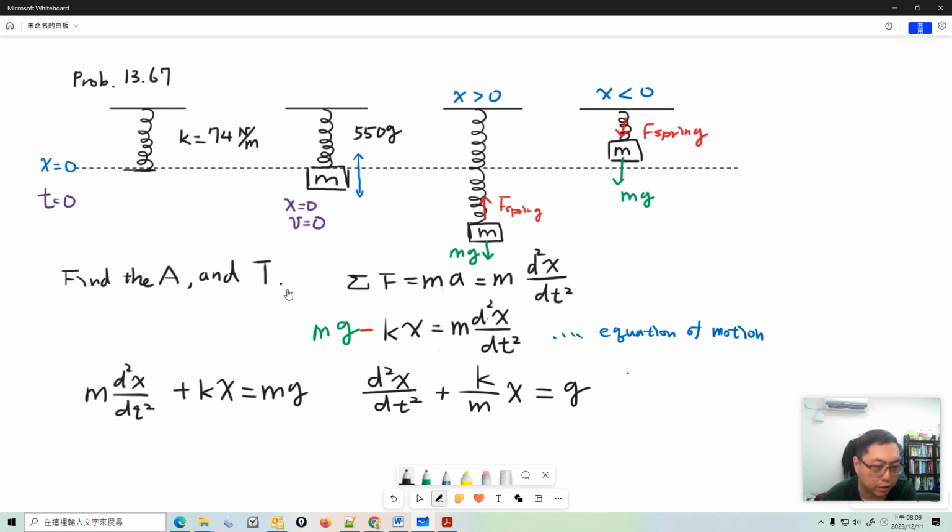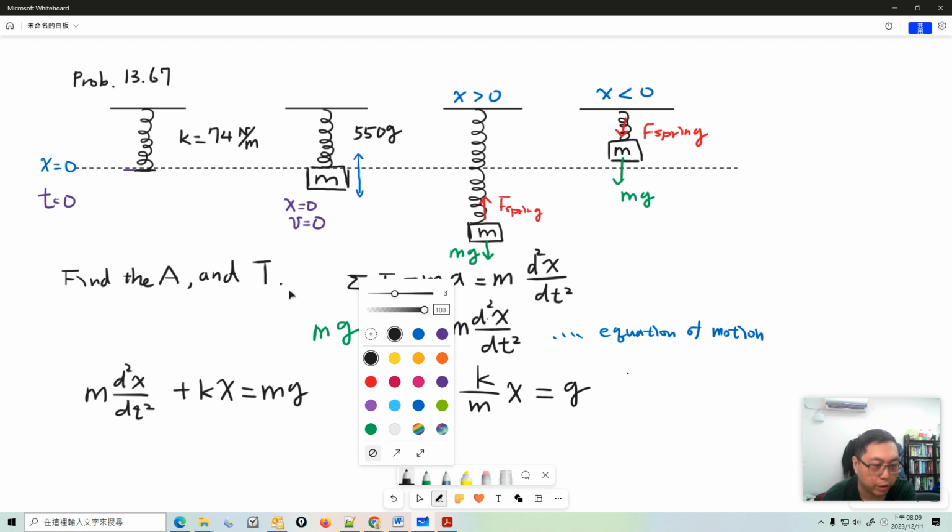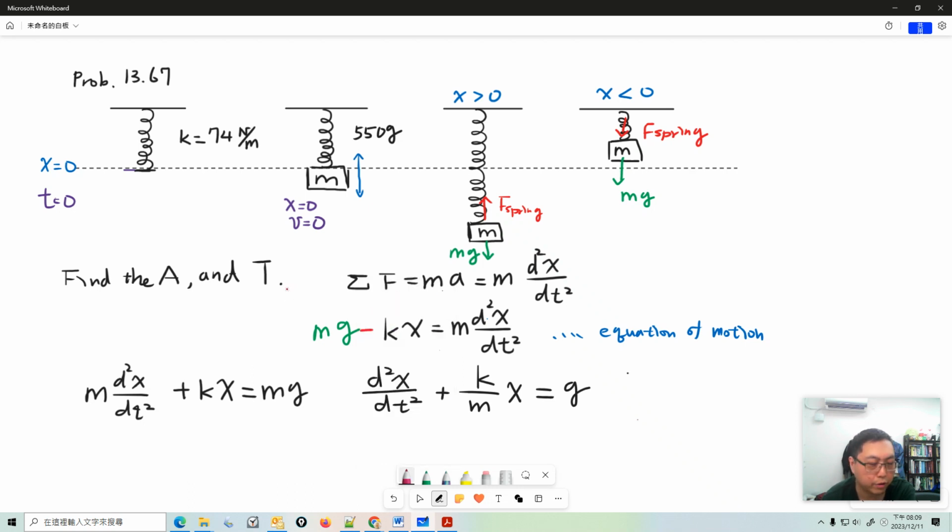Okay, let us answer the period very quickly, because the period is easy to answer. This term is the same as in the simple harmonic oscillation. In the simple harmonic oscillation, it's 0 here. But right now we have an extra g here. That means this system is subject to an external force, or external acceleration, and the external acceleration is a constant g.